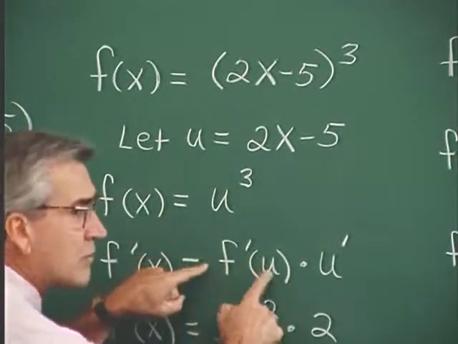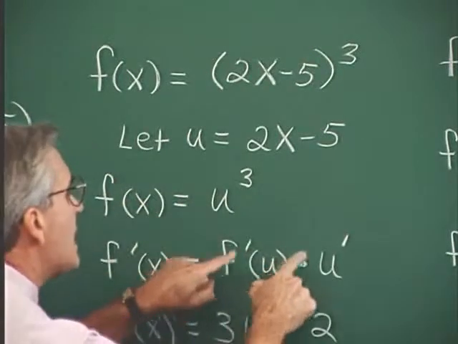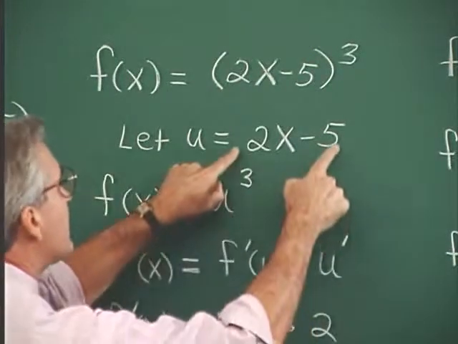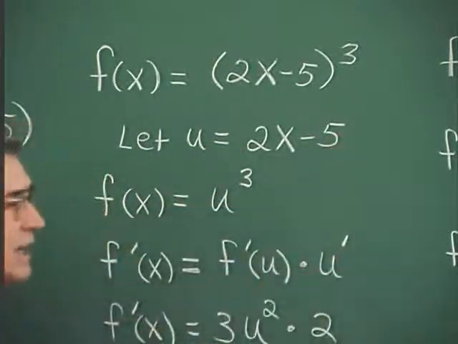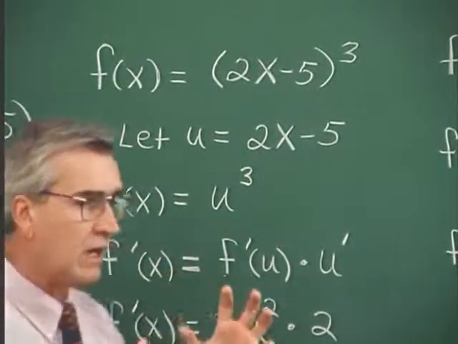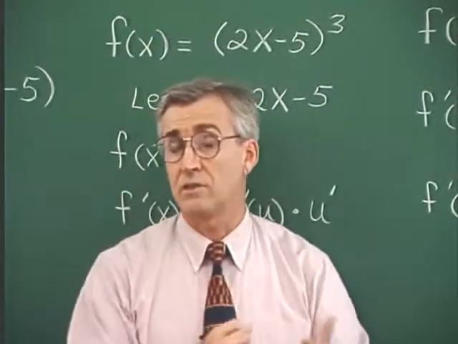And it turns out that the derivative of the function is the derivative of f in terms of u. That is, the derivative of this times the derivative of this expression. It's u prime, which is the derivative of 2x minus 5. It's kind of like we're putting a function into a function. We're sort of creating a composite situation.